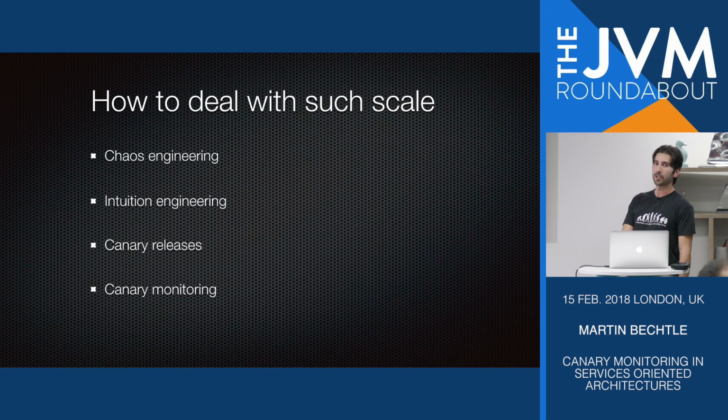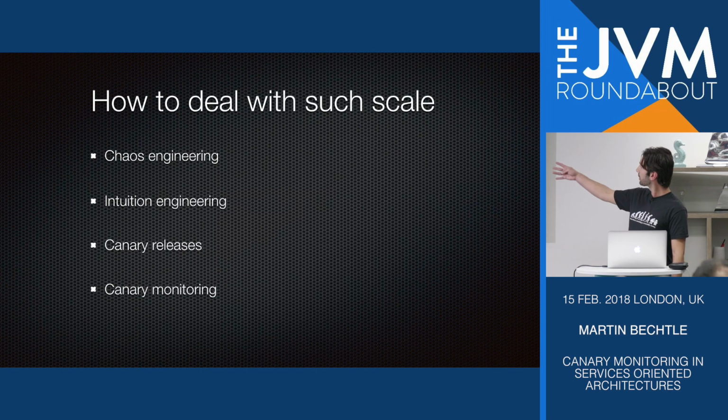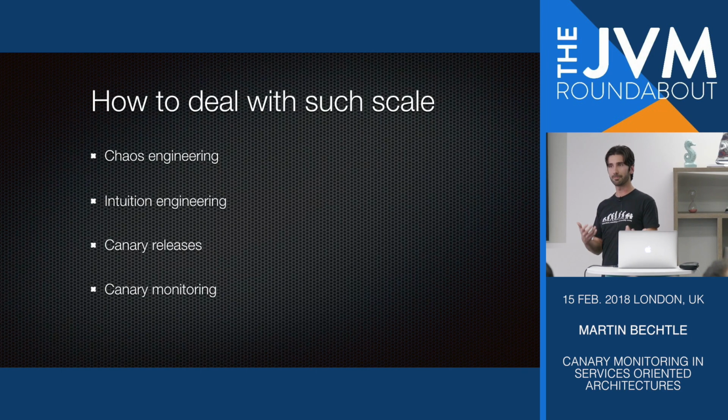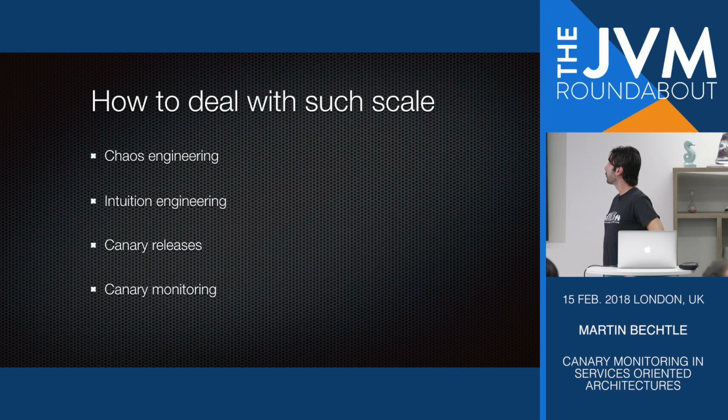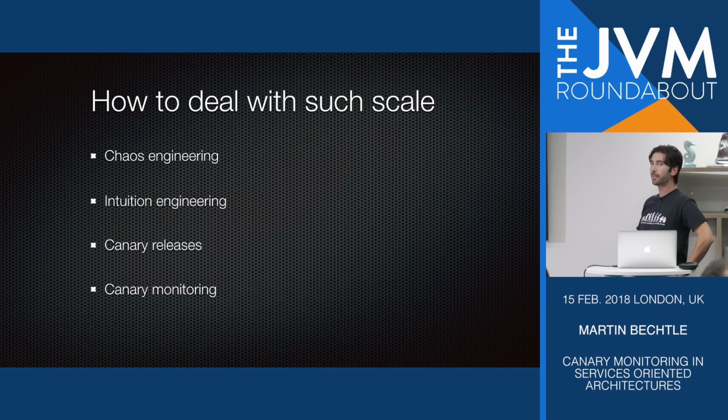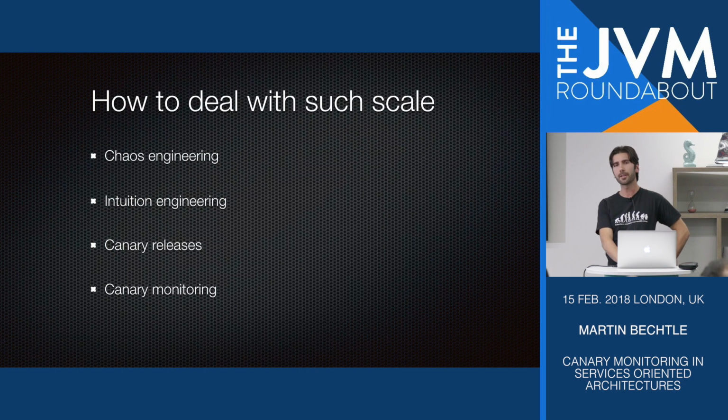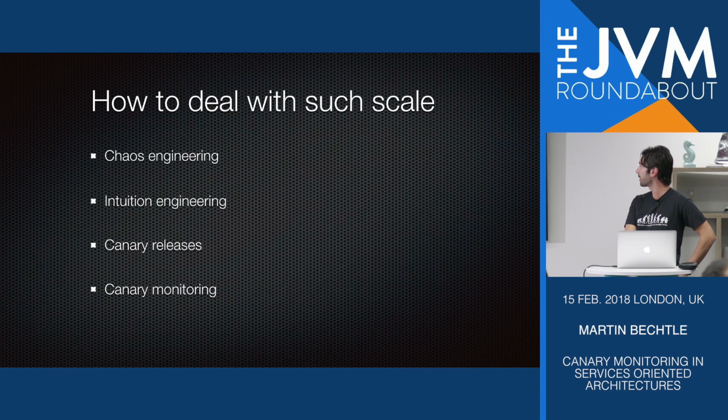And this is where things start getting interesting. There are many ways, obviously, but I chose these 4 because they're relevant to our favorite technology, hopefully, in this room, the JVM. Chaos engineering and intuition engineering are something that Netflix kind of invented, and they heavily use Java. Canary releases: again, this is not something Netflix invented, but I got a few nice examples from their blog. And Canary monitoring: if you Google this, it's not easy to find a definition, but we'll get to that later.